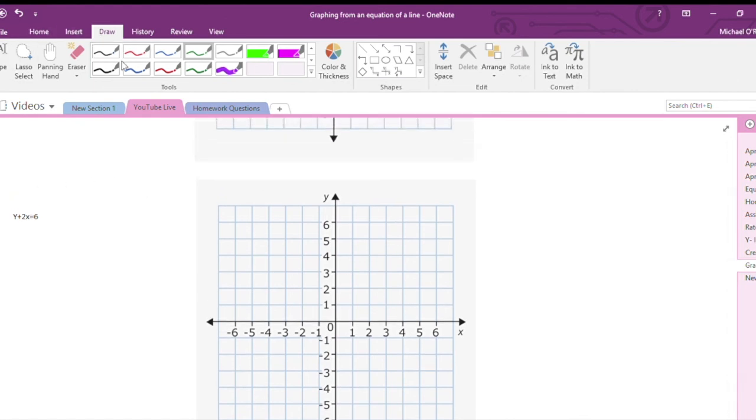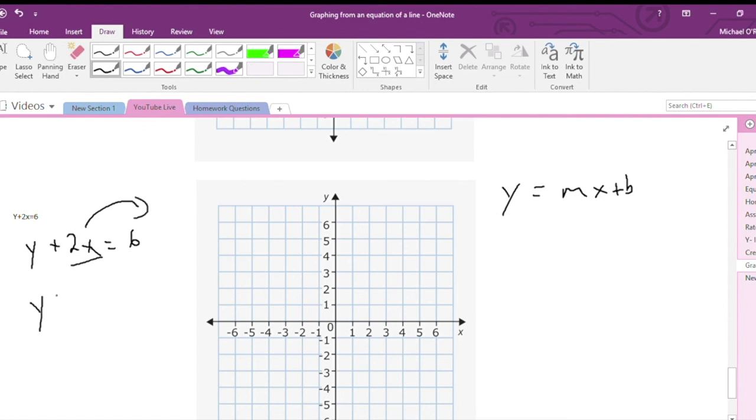Now this here is a little different. As you can see, I wrote y plus 2x equals 6. Now you're saying that doesn't seem right because everything else was in y equals mx plus b. Well, it kind of still is. Just this is on the same side, right? So all I have to do is move that over. y equals 6. It's a plus on this side, so it's going to become a minus. And there we go. Now we're good to go.